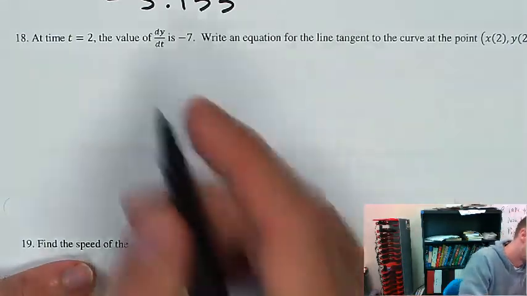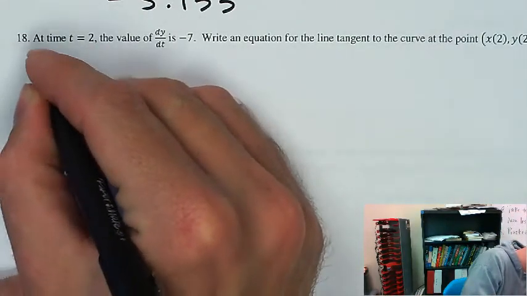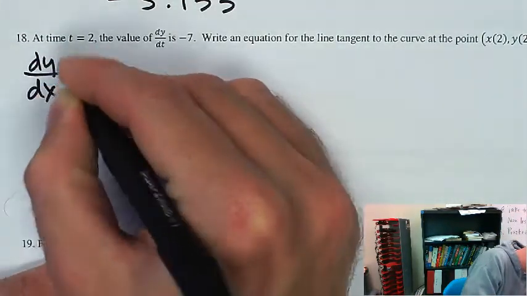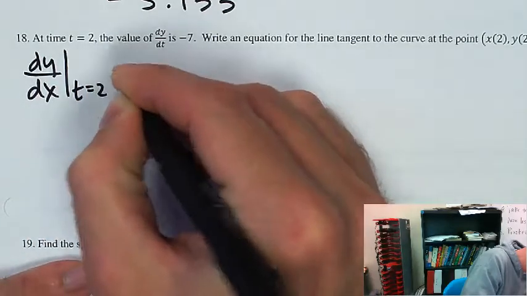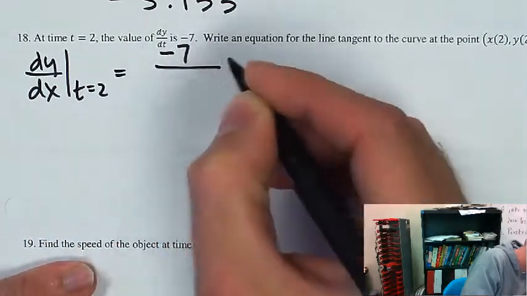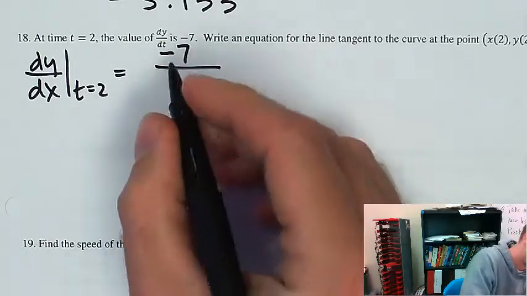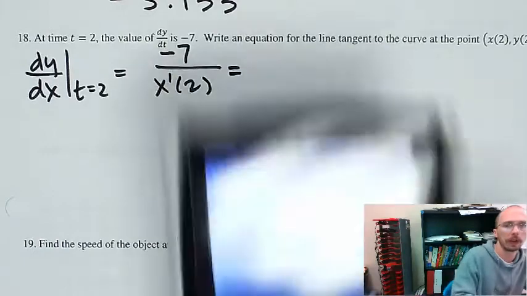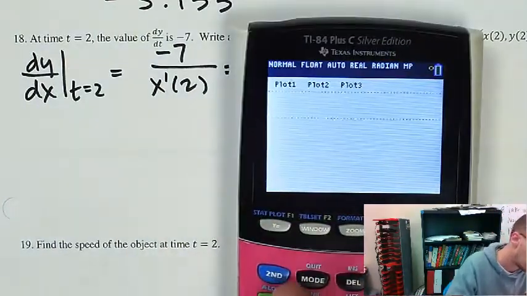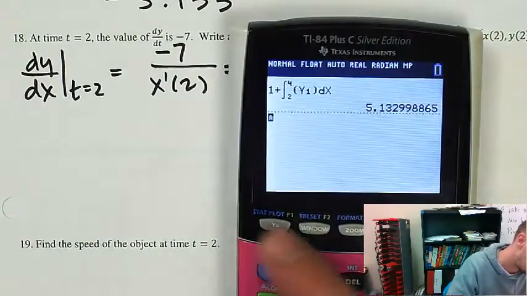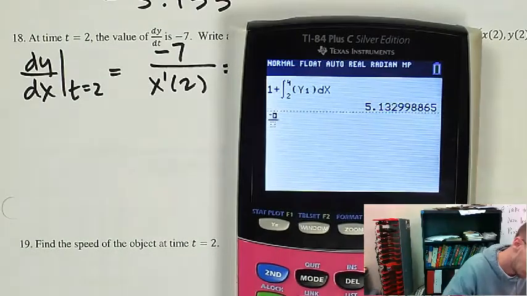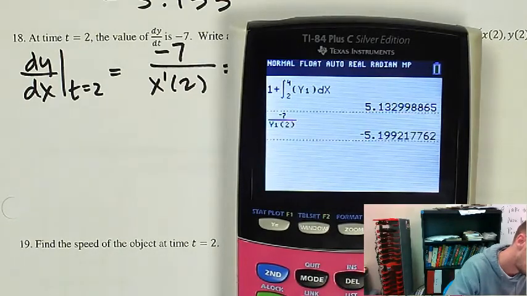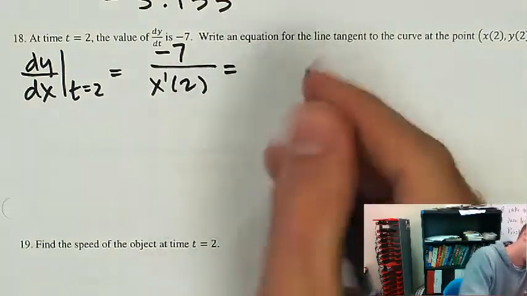Okay, so at time t equals 2, slope is dy/dx at time t equals 2. It's going to be dy/dt, which is -7, over dx/dt, which is just x prime of 2, I'll say, because I'm going to use the calculator for that. In y1 I've got x prime of t, so I just need a fraction bar. On top I've got -7, and in the bottom I've got x prime of 2. I'm going to get -5.199.